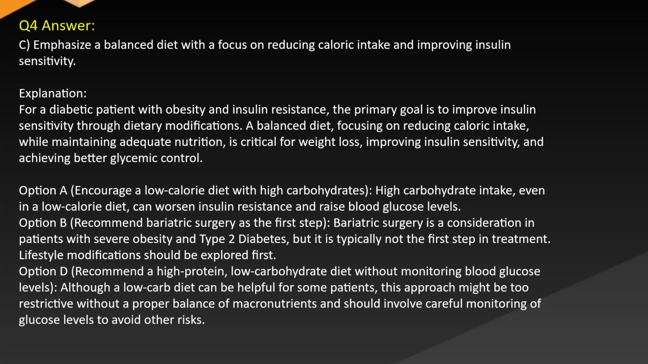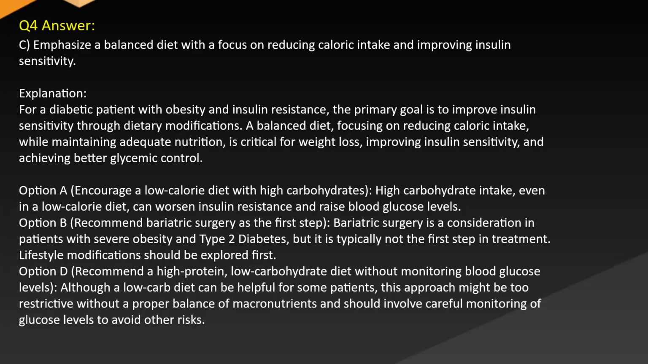Answer C. Emphasize a balanced diet with a focus on reducing caloric intake and improving insulin sensitivity. Explanation. For a diabetic patient with obesity and insulin resistance, the primary goal is to improve insulin sensitivity through dietary modifications. A balanced diet, focusing on reducing caloric intake while maintaining adequate nutrition, is critical for weight loss, improving insulin sensitivity, and achieving glycemic control.